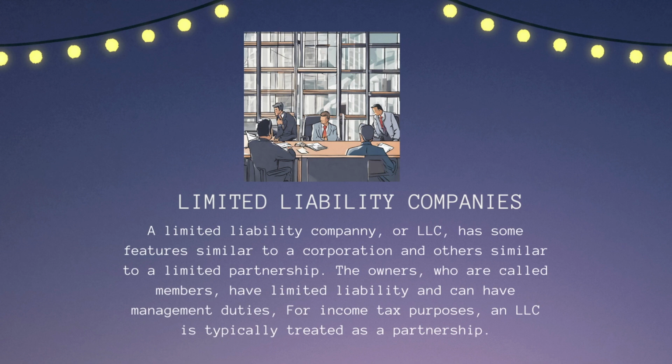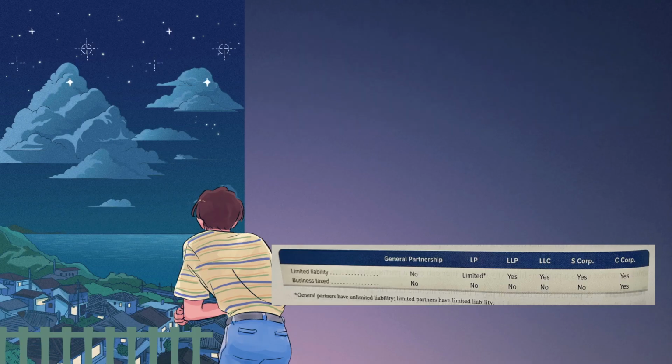Limited liability companies. A limited liability company, or LLC, has some features similar to a corporation and others similar to a limited partnership. The owners, who are called members, have limited liability and can have management duties. For income tax purposes, an LLC is typically treated as a partnership.